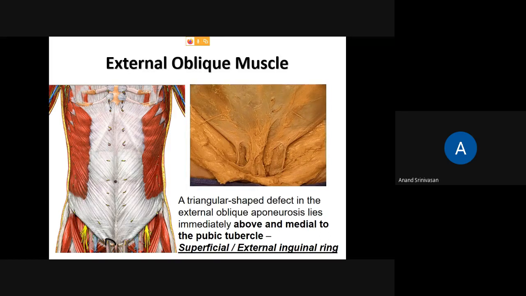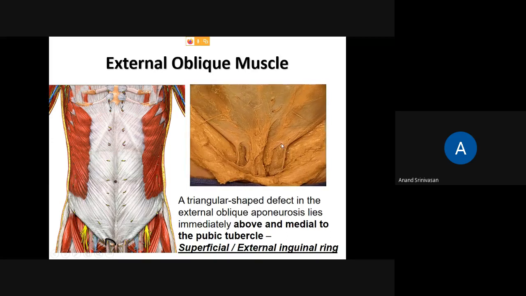Also, another important point in external oblique, apart from forming the inguinal ligament, there is an opening. Okay, just medial to the pubic tubercle, there is an opening, and this opening is called the superficial inguinal ring. Okay, so this is the superficial inguinal ring, and this is the inguinal ligament.